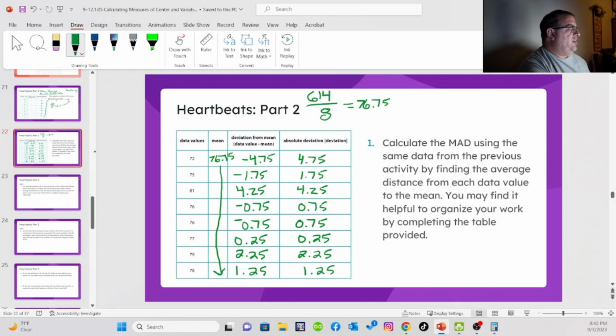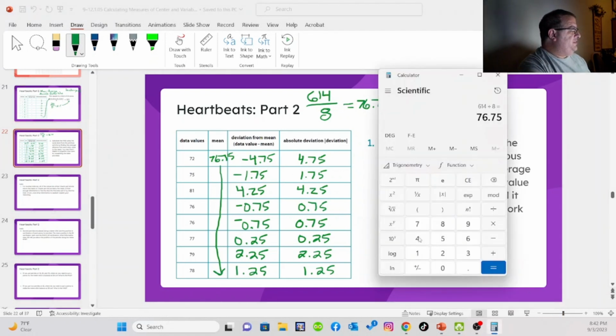Now that we have all of our absolute deviations, we need to find our mean absolute deviation. So we're going to add them all together. 4.75 plus 1.75 plus 4.25 plus 0.75 plus 0.75 plus 0.25 plus 2.25 plus 1.25. And this gives us a total of 16.